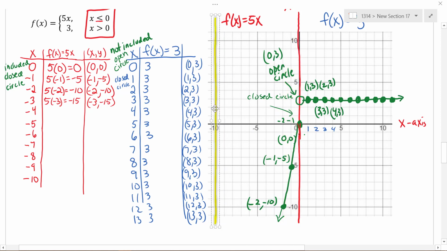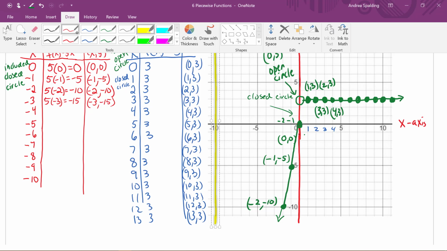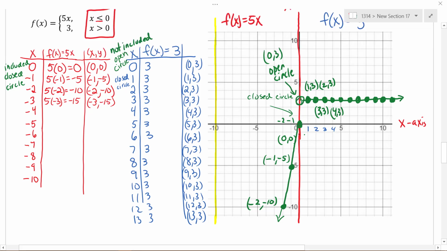How would it fail the vertical line test? Well, if I had accidentally filled in this circle. If I fill in this circle, and I'm not supposed to, but if I did fill it in, I should see a problem. Because when I get to here, I actually do cross through both 0, 3 and 0, 0. I cross through 2 points at the same time with that vertical line. Then it would fail the vertical line test, and then f would not be a function.